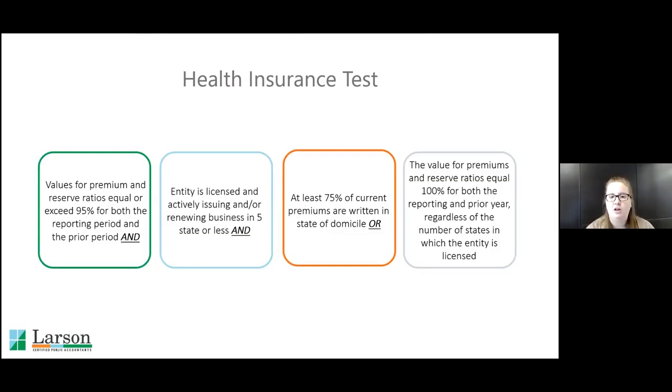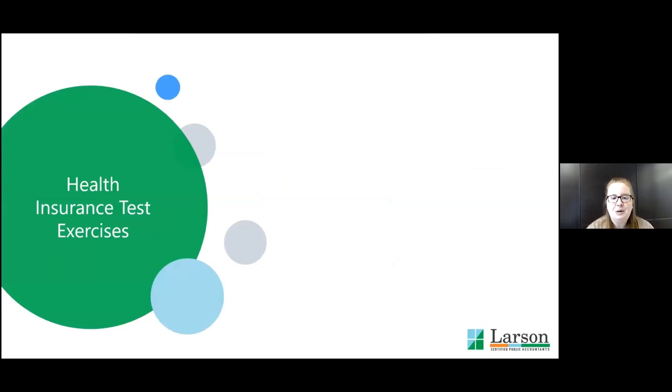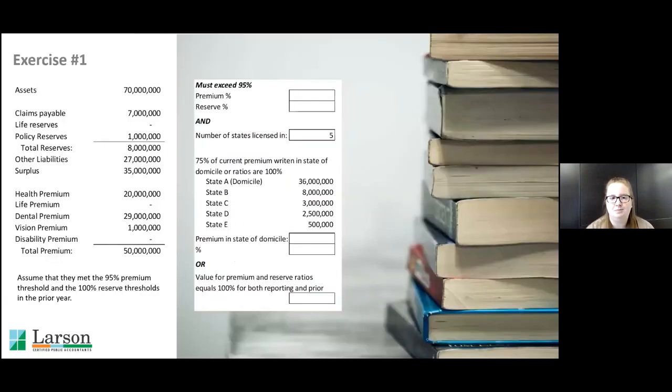So we're going to go ahead and walk through some exercises. I think these are a little bit easier to see in person. Here on the left, you'll see we have simplified financial information for an insurance company. Note that we are making the assumption that they met the criteria in the prior year to be filing on the health insurance blank. We'll see the box on the right that has our items to fill out.